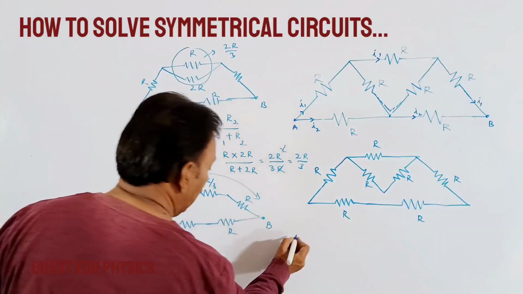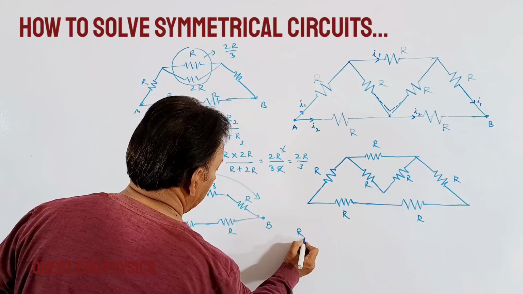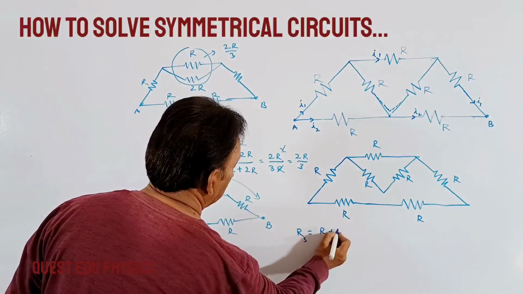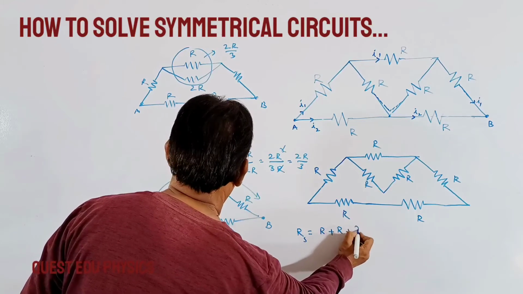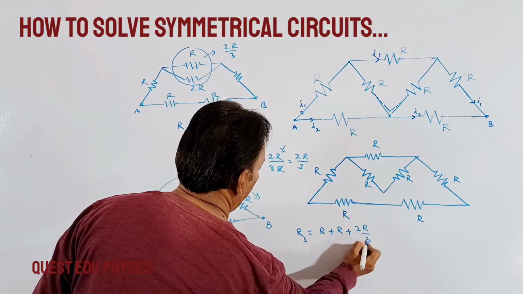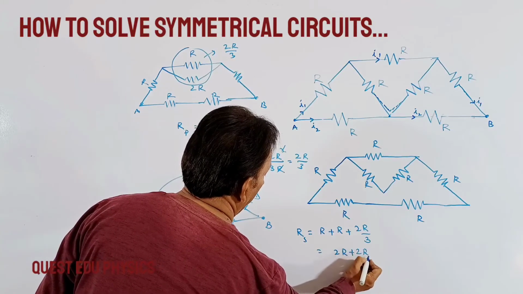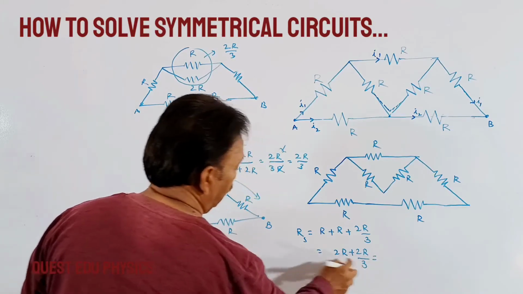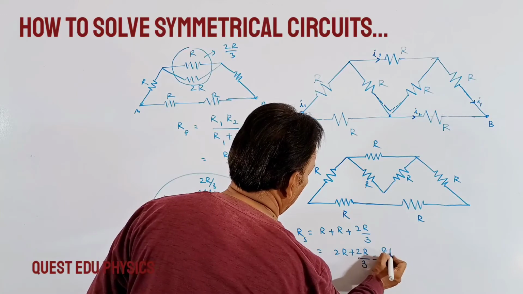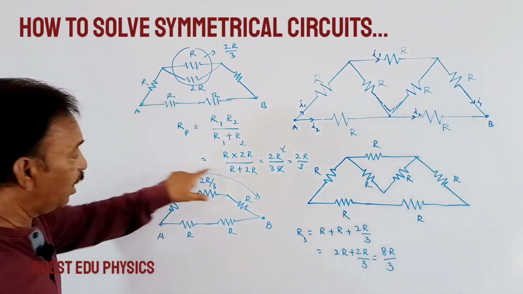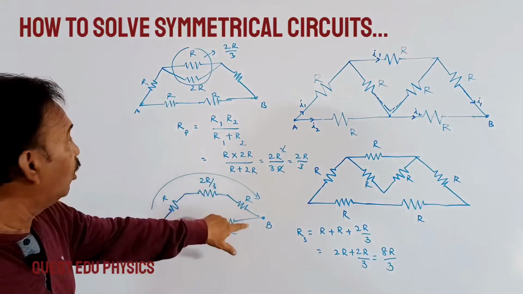Then you can write the effective resistance. R series, you know that, is the summation of the three. R plus 2R by 3. That is 2R plus 2R by 3. It is equal to 6R plus 8R by 3. Okay students, this entire part becomes 8R by 3.